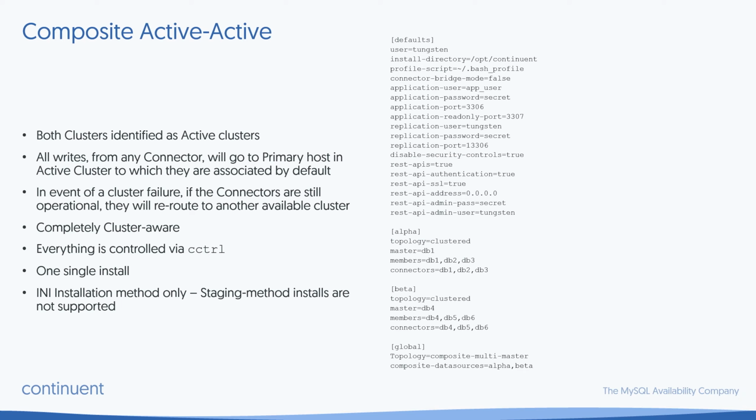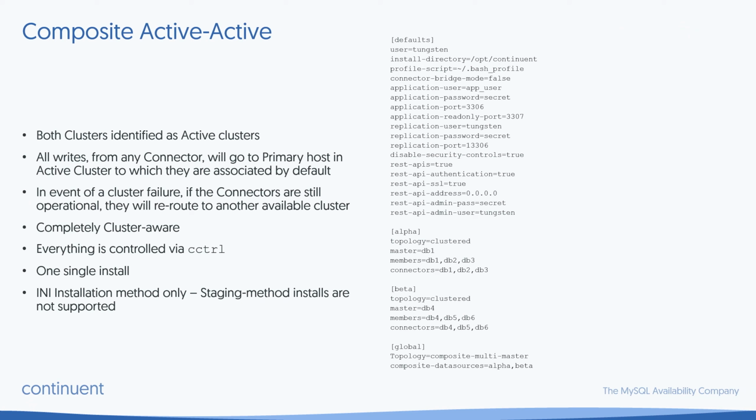So we have the alpha cluster consisting of DB1, 2 and 3, and we have the beta cluster consisting of DB4, 5 and 6. And then we have the composite cluster global, where the topology is composite multi-master and is made up of composite data sources alpha and beta. So global is like the cluster of clusters, and global consists of alpha and beta.